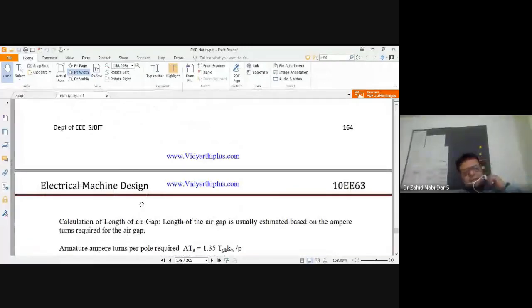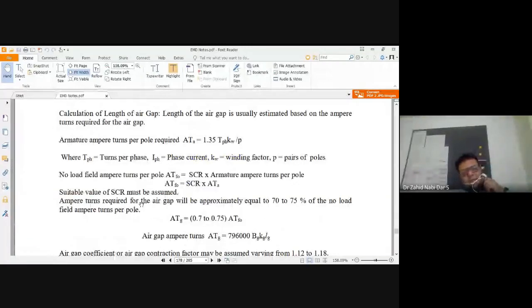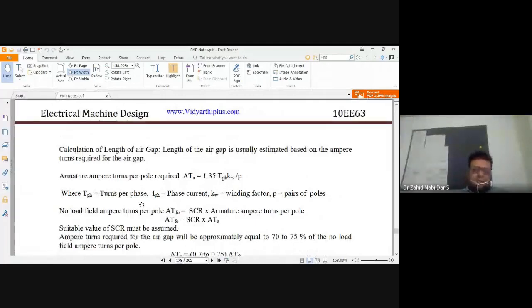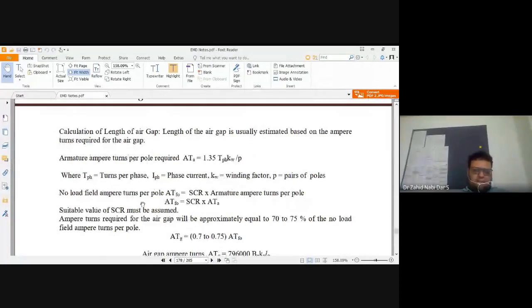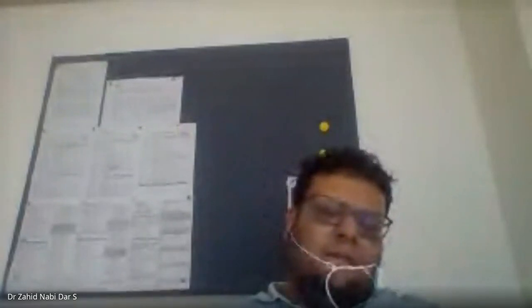Again, the calculation of the length of the air gap is similar to the induction motor. What we were doing is that we were considering ampere turns in the induction motor also. Here also, armature ampere turns per pole is required. There we gave a 35% factor for accommodating other turns and all. So it's the same thing, 1.35 Kw into T phase turns per phase. This is your winding factor.